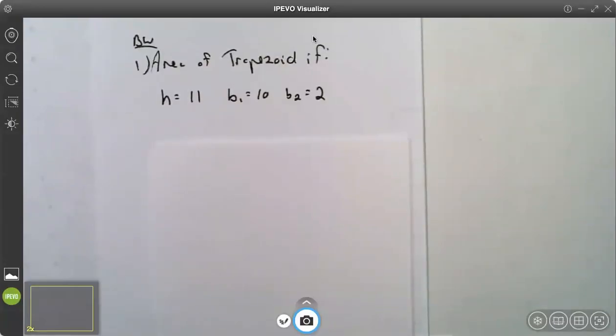This is your test review on area, circumference, and perimeter. Number one, find the area of a trapezoid if the height is 11 and the bases are 10 and 2.